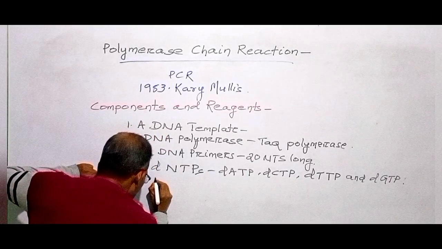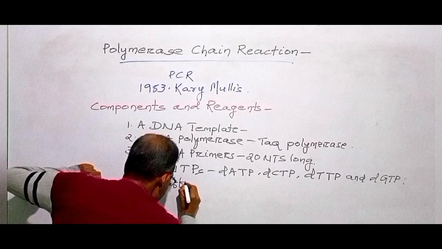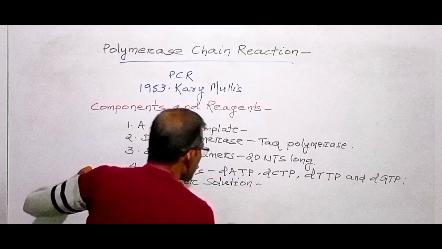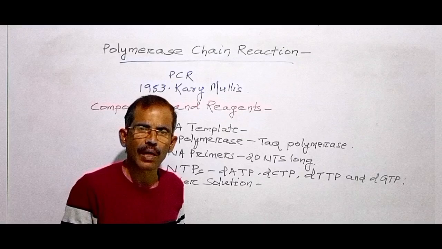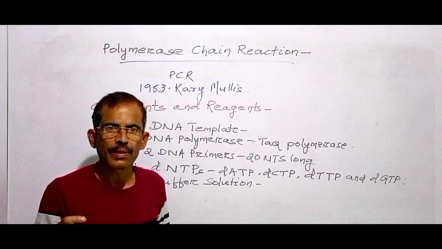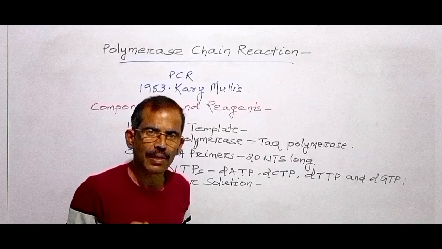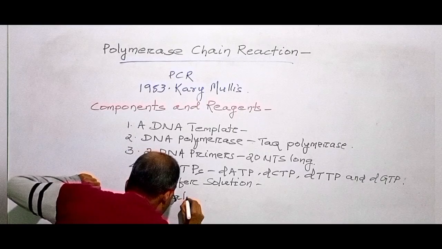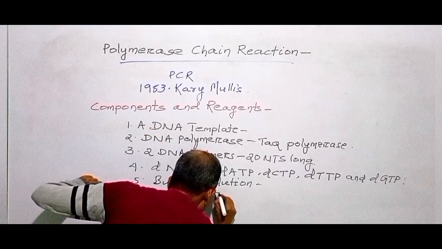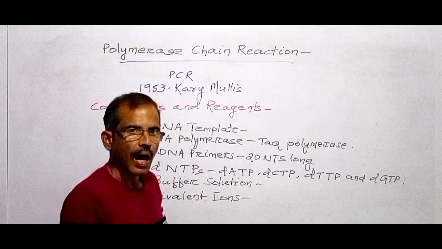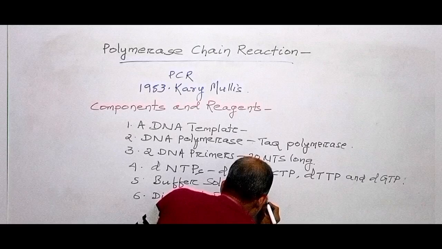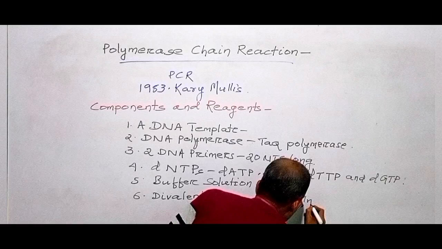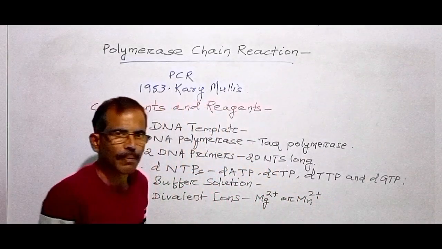Fifth one is a buffer solution. The buffer provides a suitable chemical environment for optimum activity and stability of DNA polymerase. Last one is divalent metal cations. Ions such as magnesium ion or manganese ion are commonly used in polymerase chain reaction.